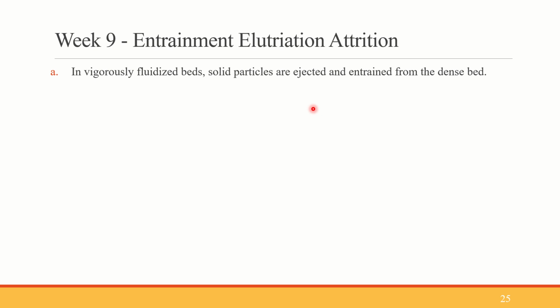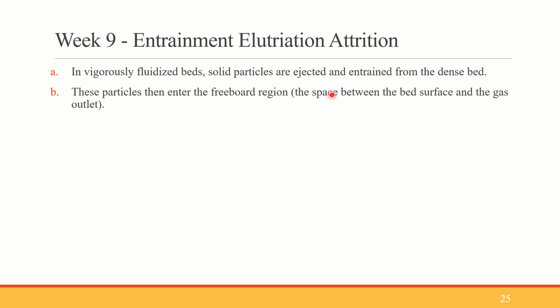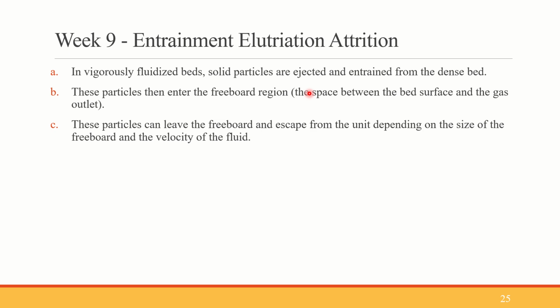Some few points to recollect: in a vigorously fluidized bed, solid particles are ejected and entrained from the dense bed. These particles then enter the freeboard, the space between the bed surface and the gas outlet. I hope all these concepts are very familiar to you, because we studied this in the last class very clearly. Option C, these particles can leave the freeboard and escape from the unit depending on the size of the freeboard and the velocity of the fluid. Option D, this results in loss of valuable materials. So all these things we know, and it is just a quick revision.